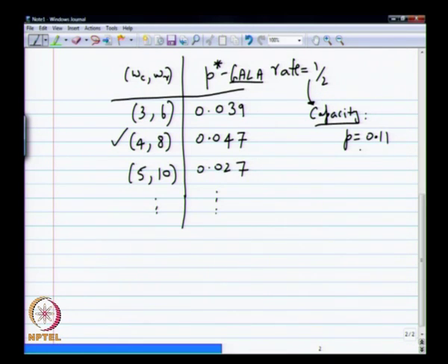So for a comparison, if you compare these two, it's a bit far. There is a gap. P equals 0.11 is capacity for rate half. The best we are getting with regular codes is 0.047.